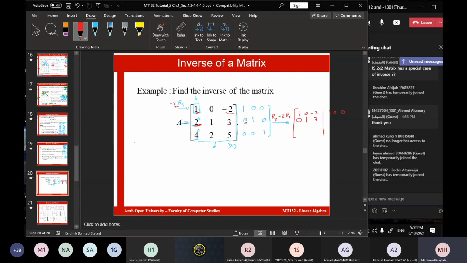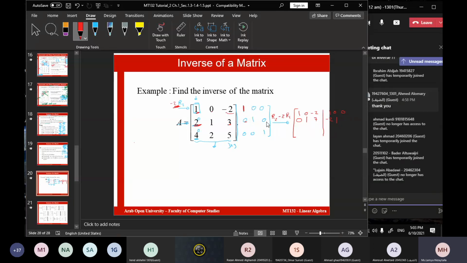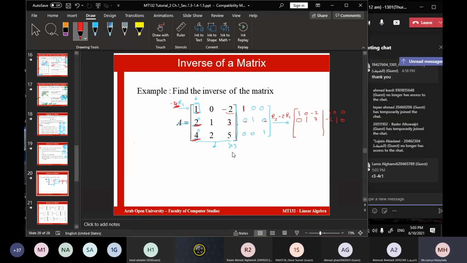And then we continue. Okay. 1 times minus 2 is minus 2, plus 0, it is minus 2. And then 0 times minus 2, of course, 0 plus 1, 1. And 0 times minus 2 is 0 plus 0, it is 0. Clear? And then also we need to make this one 0. So I multiply now this times minus 4 and add. 4 minus 4, again it's 0.